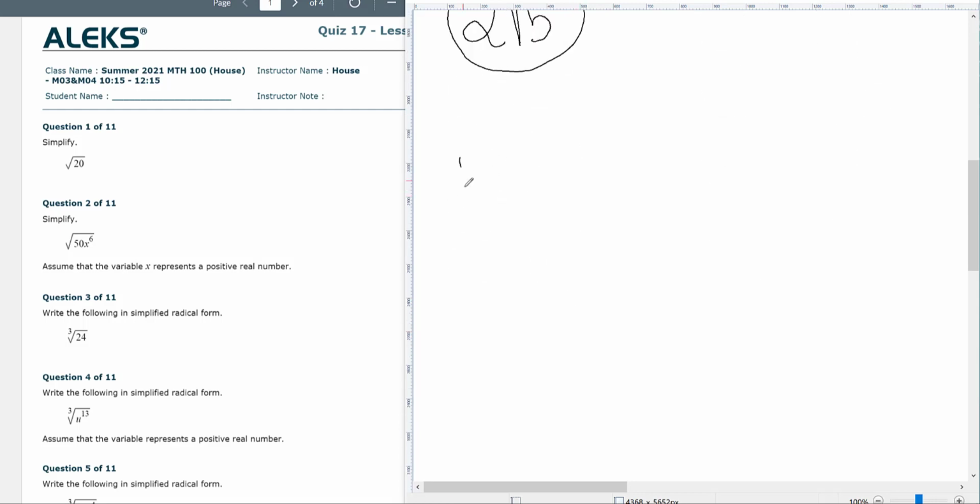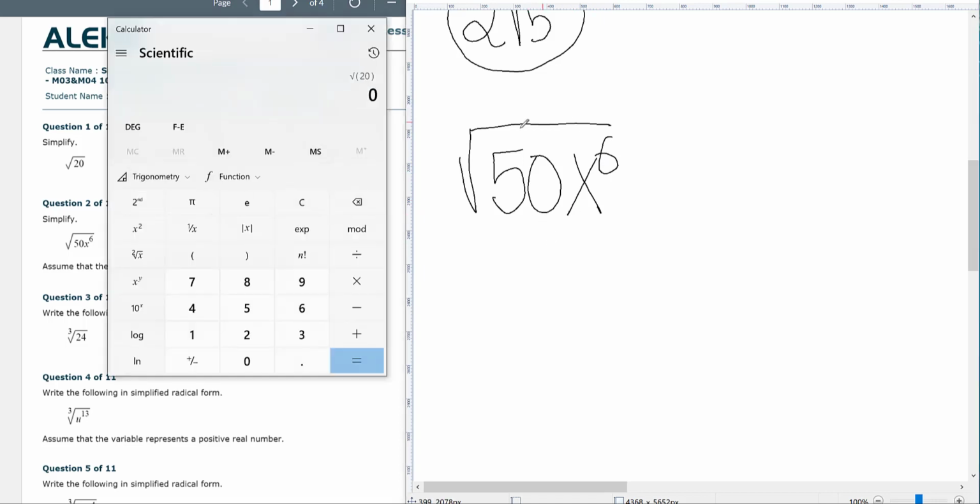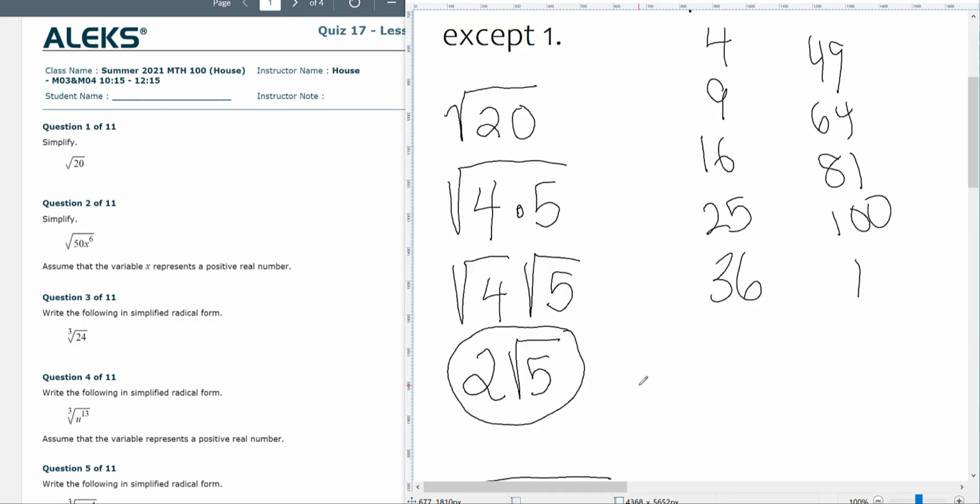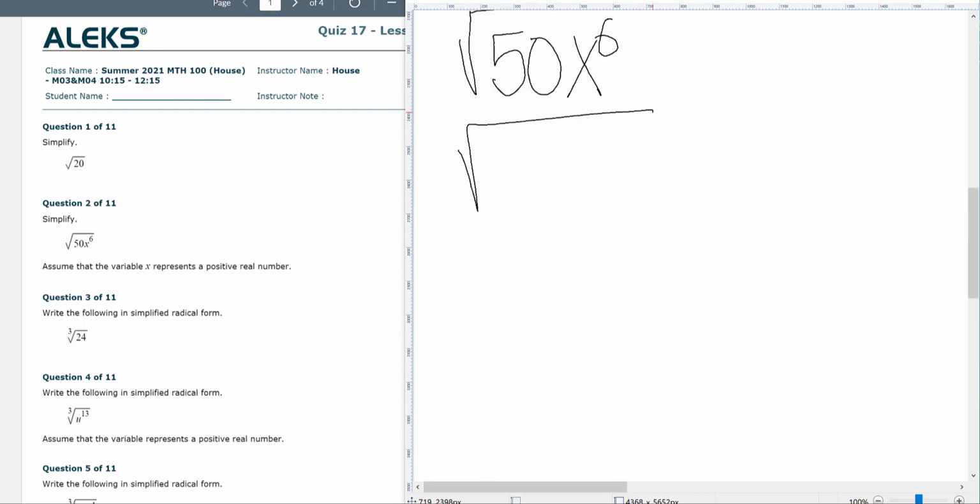Number 2, the square root of 50x to the 6th. So the square root of 50 is an irrational number. When I take the square root, again, I get this long, non-terminating, non-repeating decimal. So that can only be simplified. You can't express it exactly. I have to look for squares that go into 50. And so I go to my list and I go, 25 goes into 50. So that's 2 times 25.